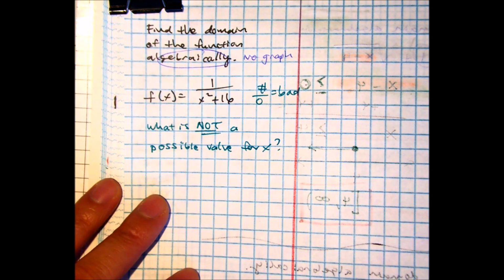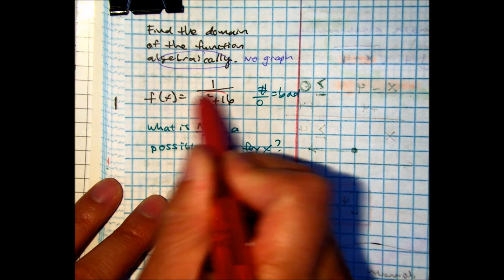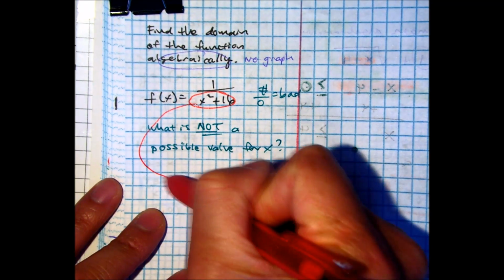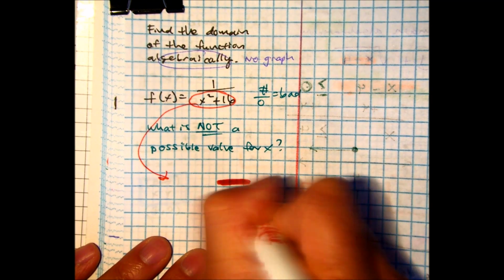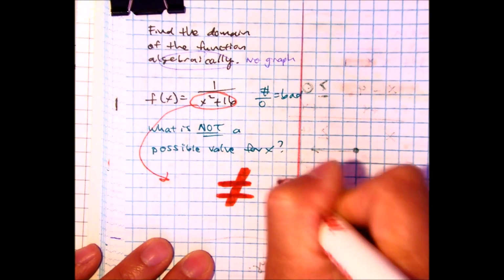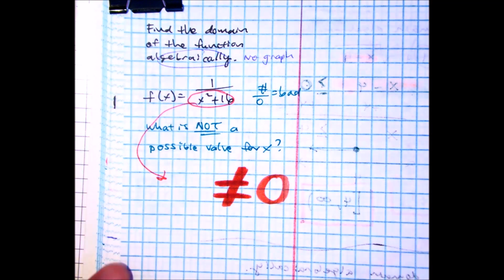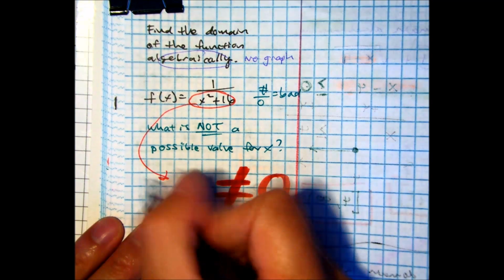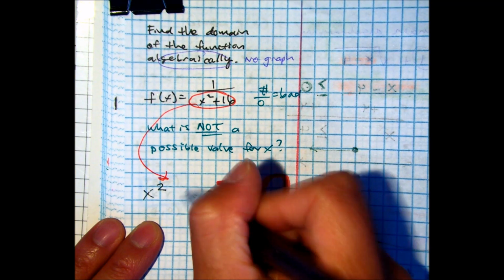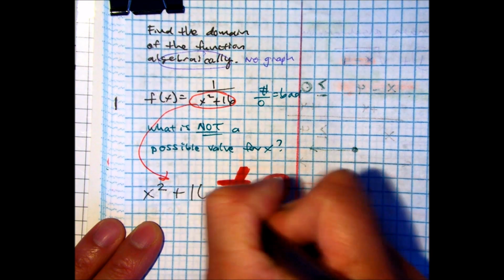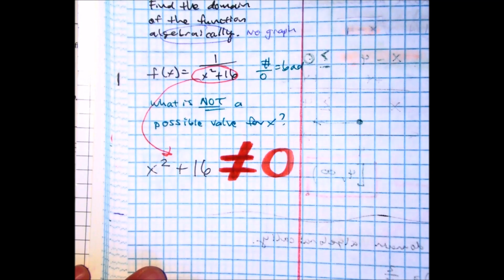So basically today's lesson is that you are taking the denominator and we're making it not equal to 0. x squared plus 16 is not equal to 0.